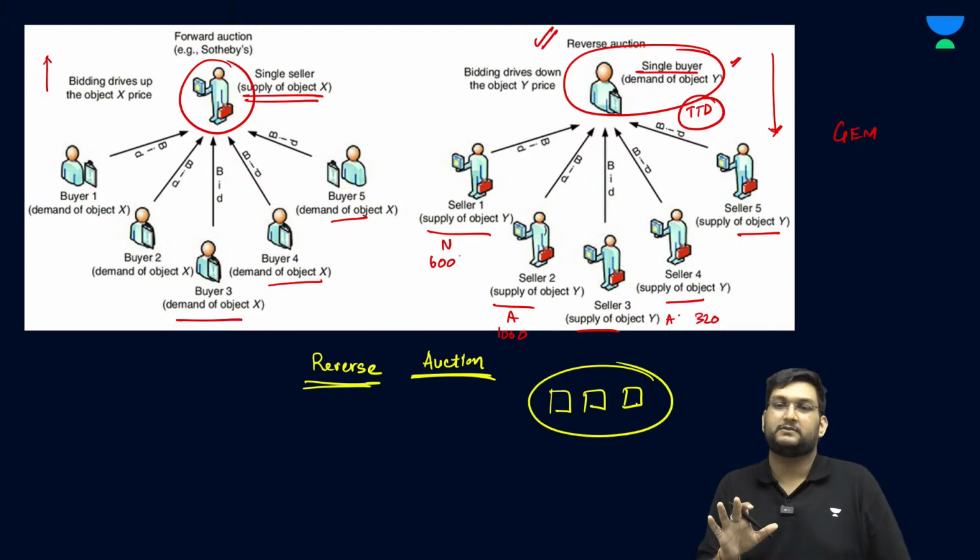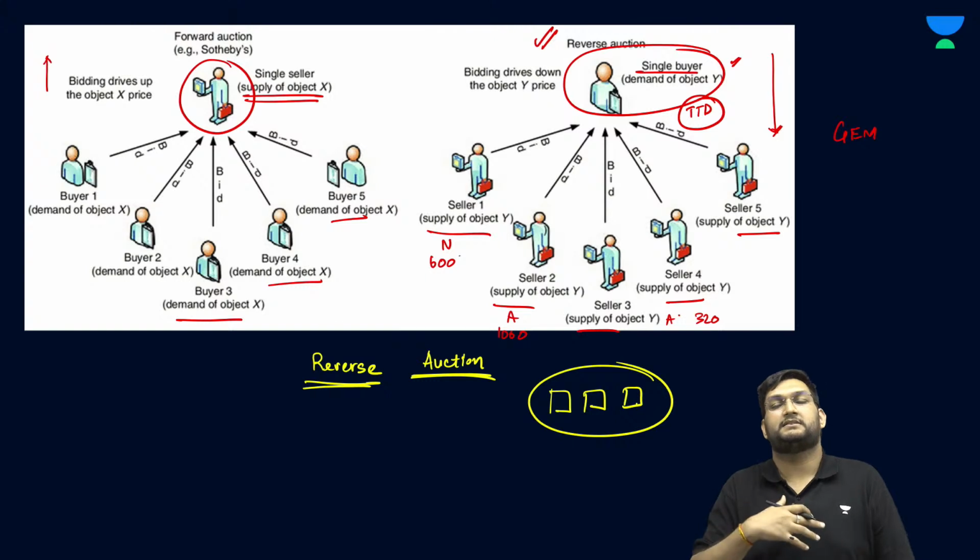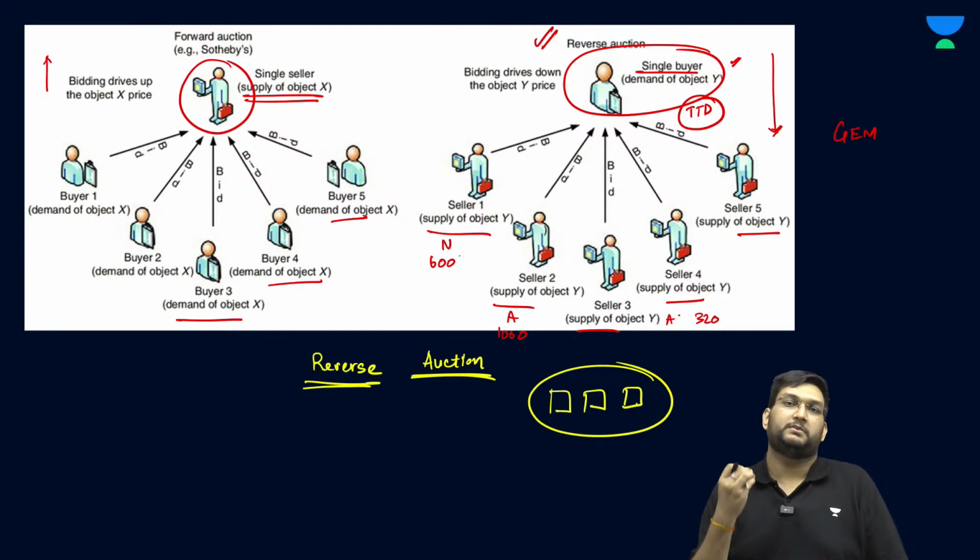In most cases, what happens is substandard quality things can come through, but that is where the government rationalizes its expenditure, trying to get the price at the lowest possible mark. So this is the concept of reverse and forward auction. This is just called an auction, and this is called a reverse auction.